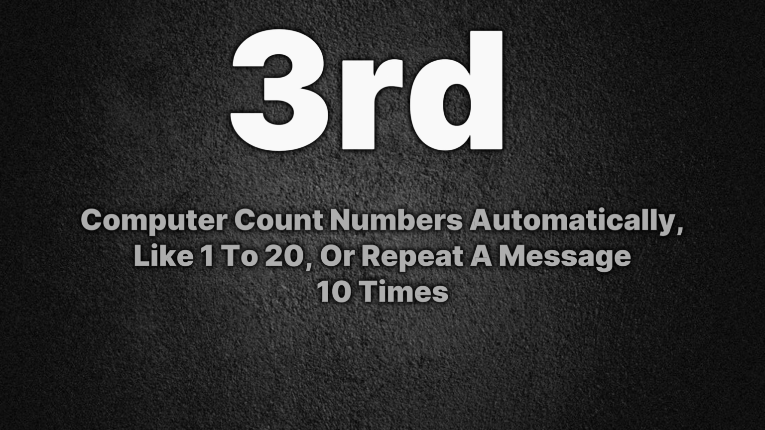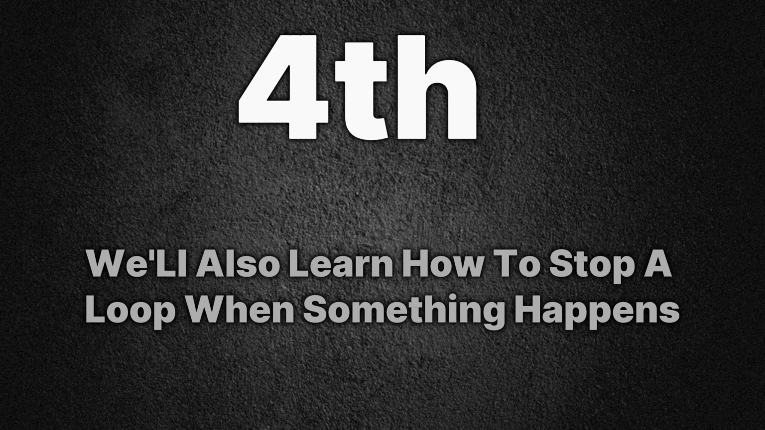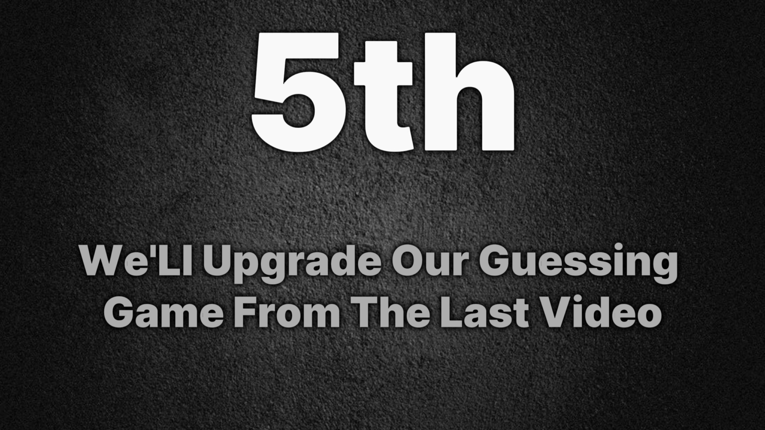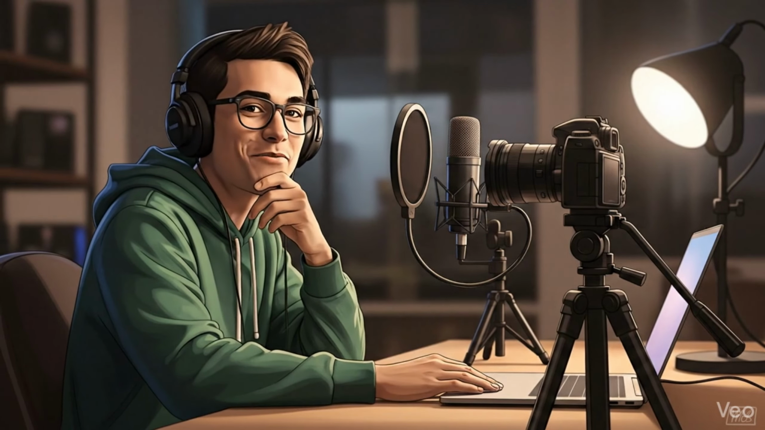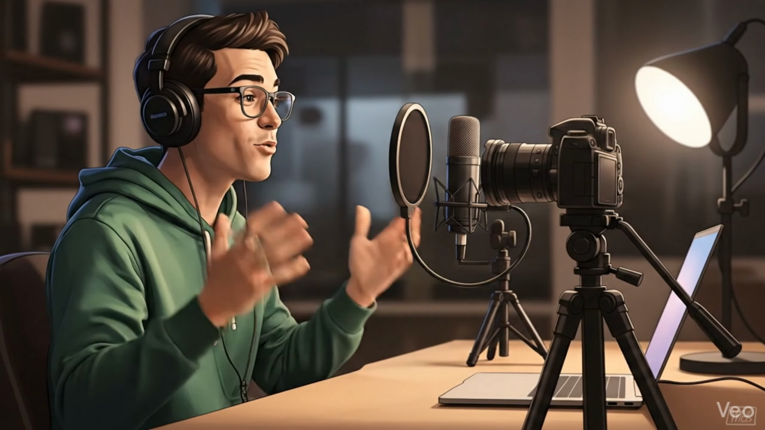You will see how to make the computer count numbers automatically, like 1 to 10, or repeat a message 10 times, 100 times, even thousands of times. We will also learn how to stop a loop when something happens, like when the user guesses correctly. At the end, we will upgrade our guessing game from the last video. Instead of one guess only, we will give the player 3 chances to get it right. Everything will be explained line by line, super slow, like I am sitting next to you showing my screen.